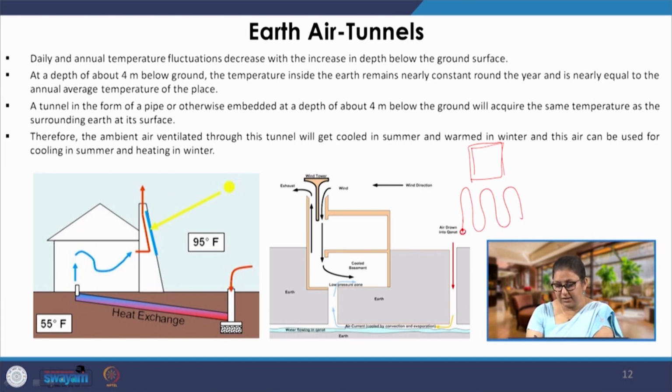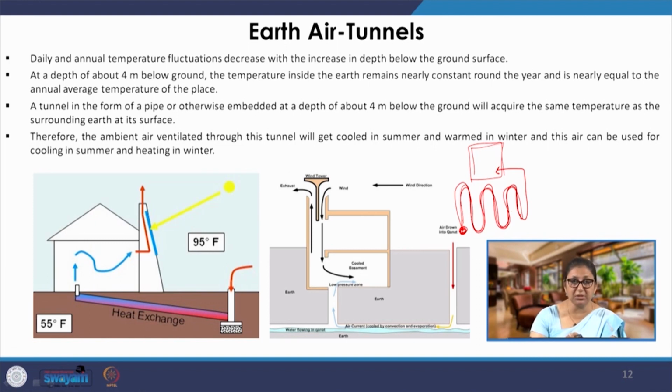We will take the air in through some entry point, an entry duct, and then allow the air to pass through this duct and be supplied into the building. By the time this hot air passes through the duct, it will have given up all the excessive heat. It will do the reverse in cold climates also, because the ground again remains at an average annual temperature.